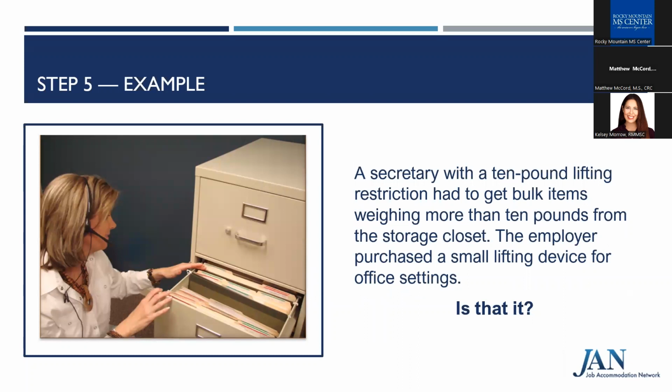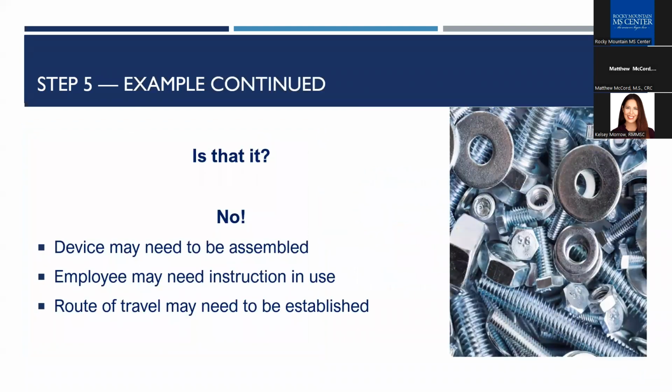Our next example involves a secretary with a 10-pound lifting restriction, and they needed to get some bulk items weighing more than 10 pounds out of a storage closet. Her employer purchased her a small lifting device meant for office settings. Has the employer done everything that needs to be done to fulfill this request, though? No, not quite. There's still more that needs to be done.